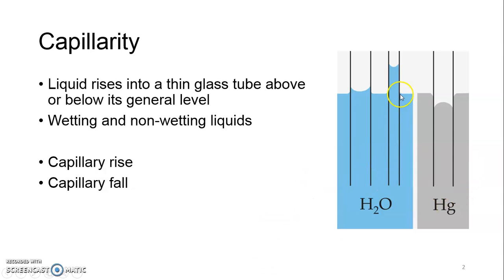Now, based on the rise or fall, we classify the capillarity as capillary rise and also capillary fall. Capillary rise will happen in the case of wetting liquids, whereas in case of non-wetting liquids such as mercury, capillary fall will happen. If capillary rise is expressed in terms of positive H, capillary fall is expressed in terms of minus H, or with a negative sign.